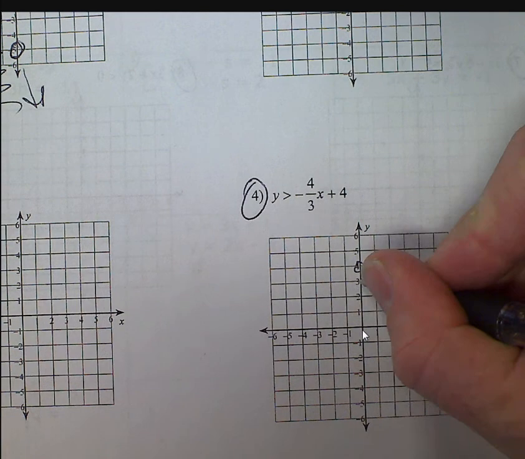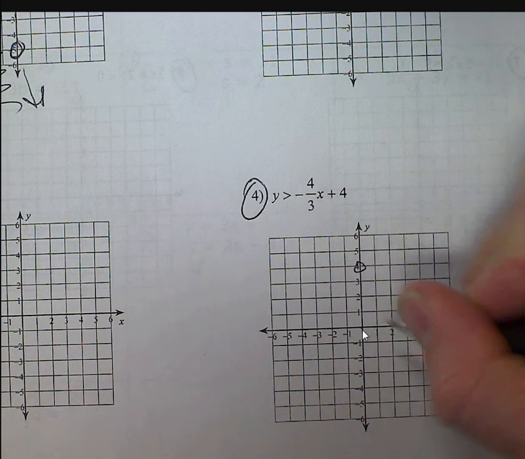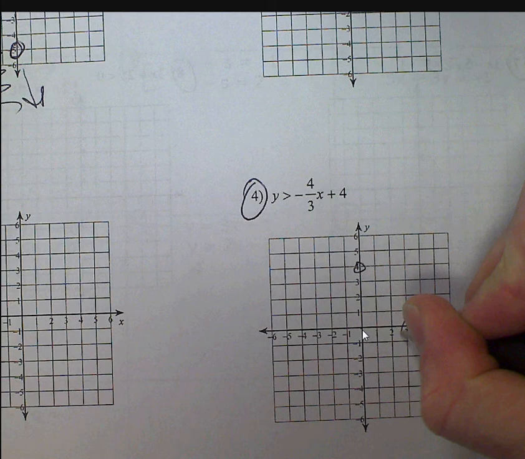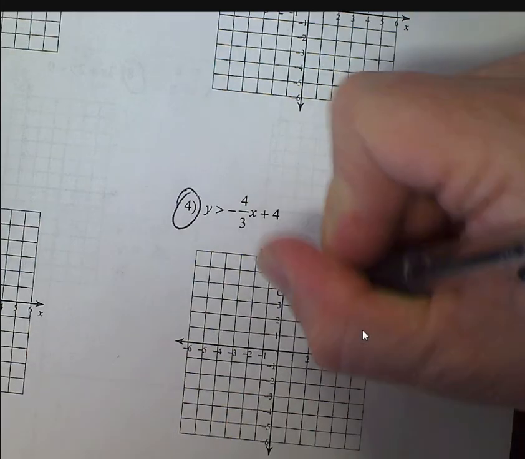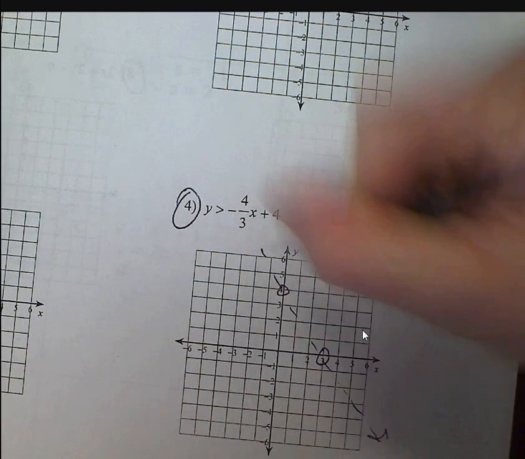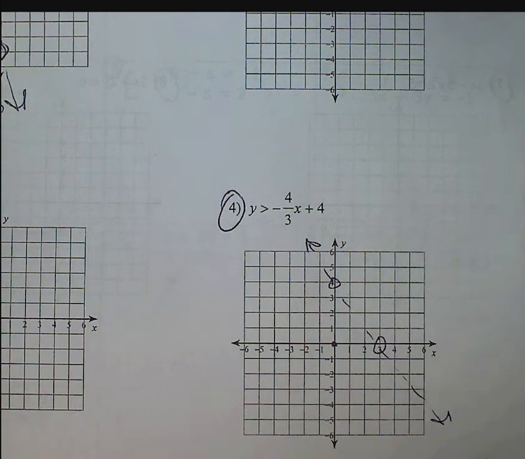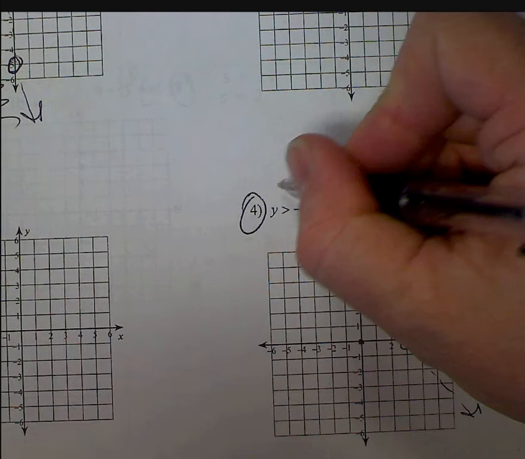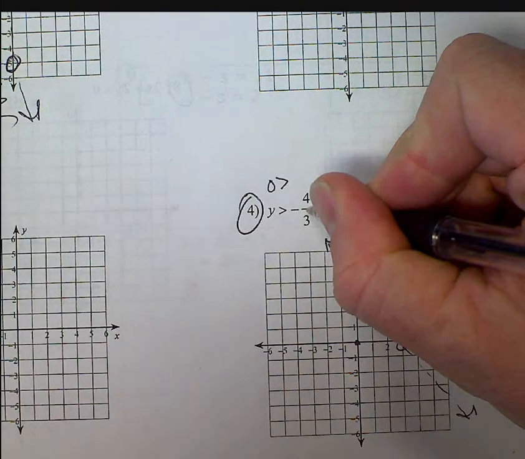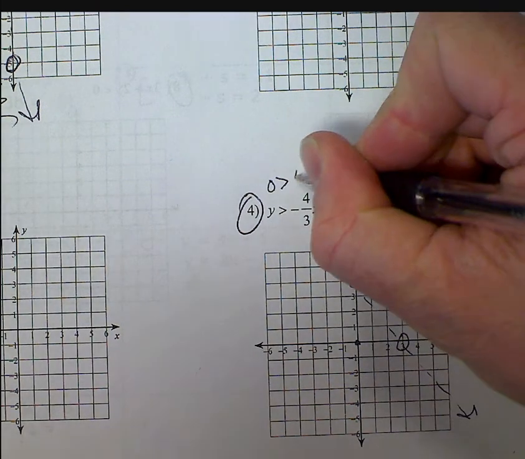I'm going to go down 1, 2, 3, 4, to the right 1, 2, 3. This is a dotted line because it's an open circle. I'm going to go ahead and use 0, 0. If I use 0, 0, this would be 0 greater than, this turns into 0, so plus 4.